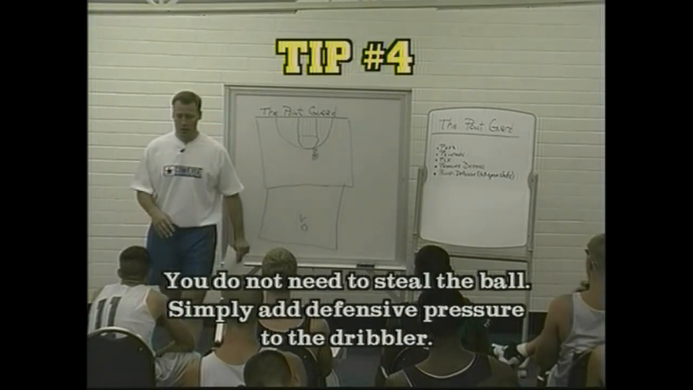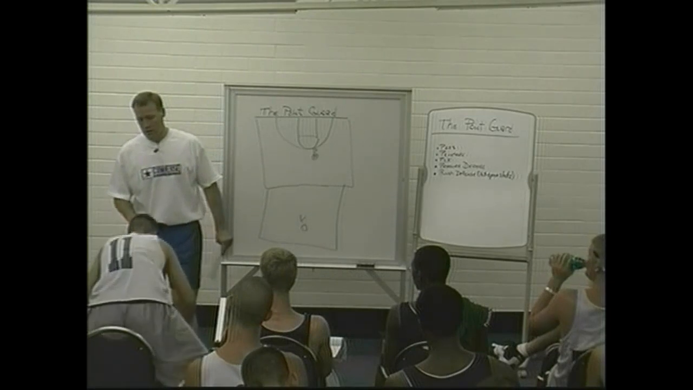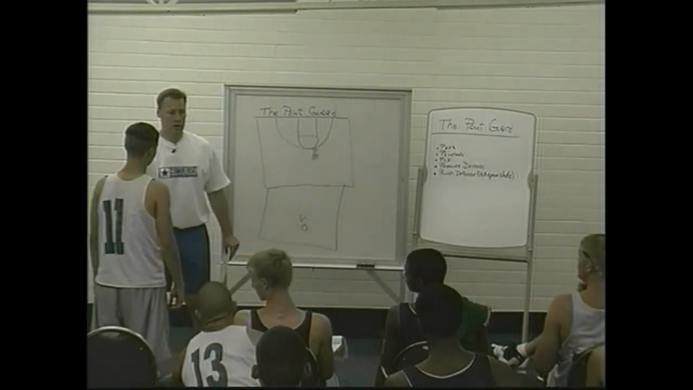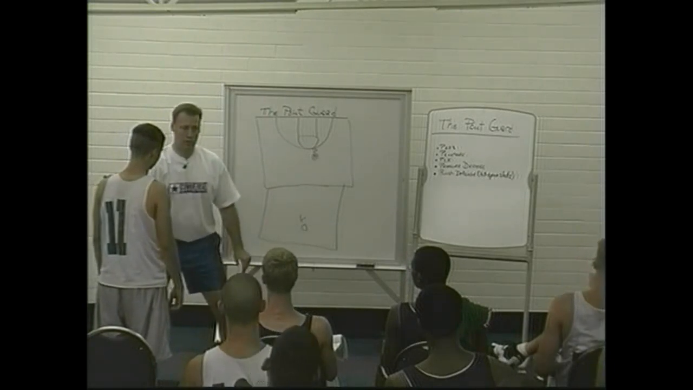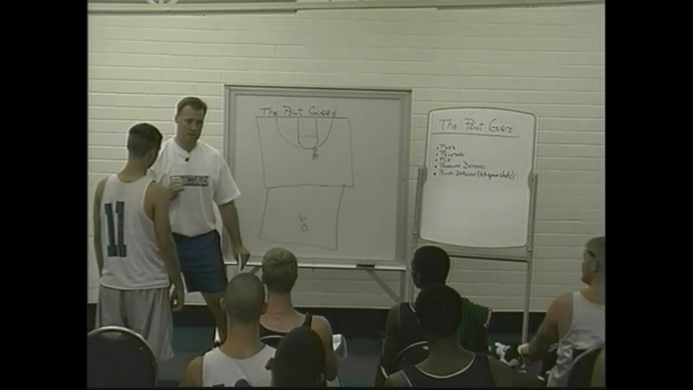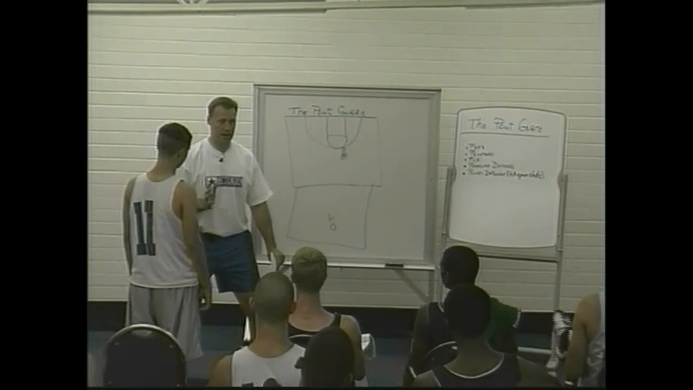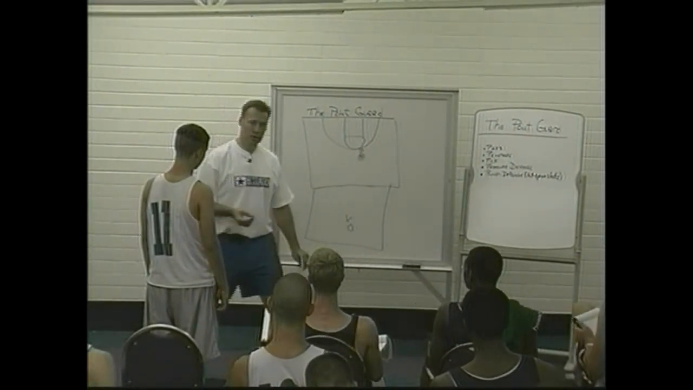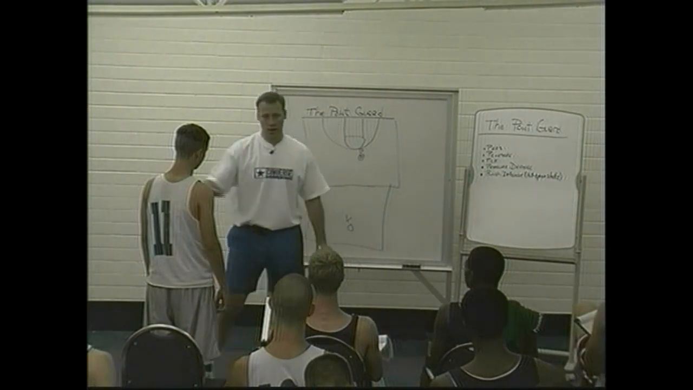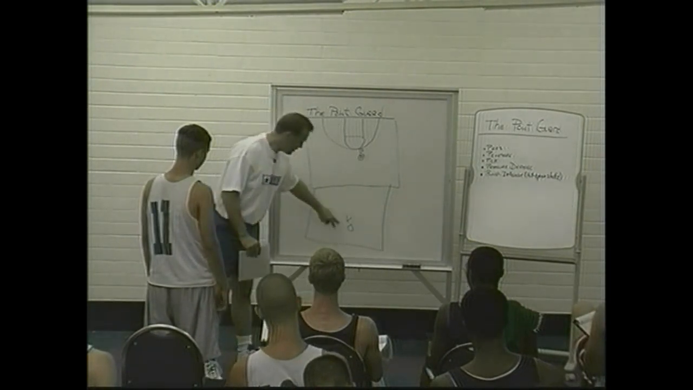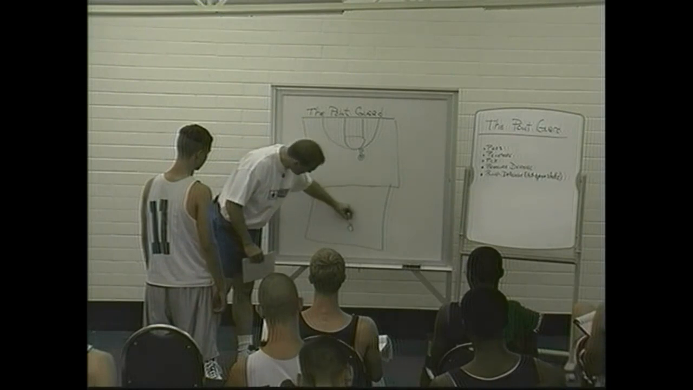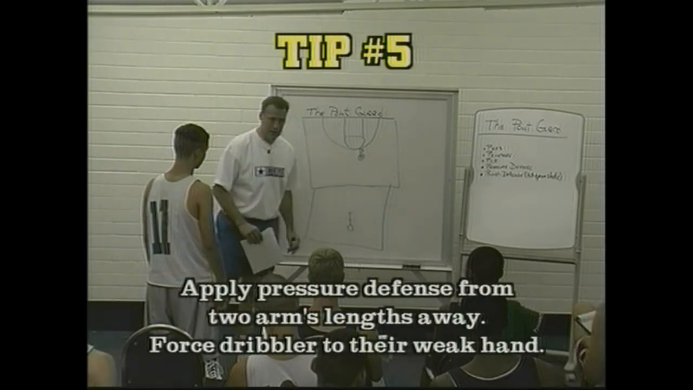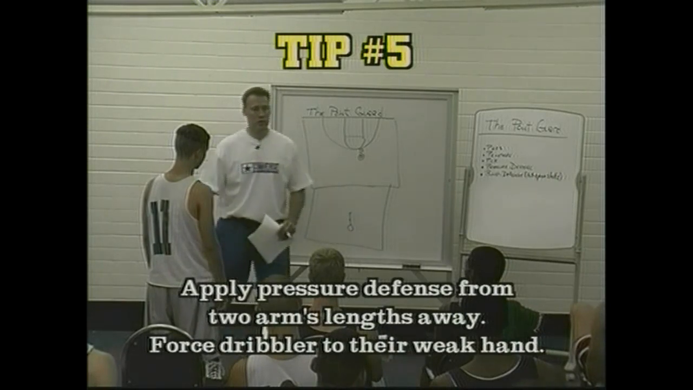Now, if I try to guard, stand up, Caleb. If I'm trying to guard Caleb and I'm a big point guard and I get this close to him when he can dribble full speed forward and I have to run or slide my feet full speed backward, who's going to win? Not too hard to guess. So a point guard also has to be intelligent. What I need to do when I apply pressure defense is I need to be 1, 2 arms lengths away from this guy and always force him to his weak hand.